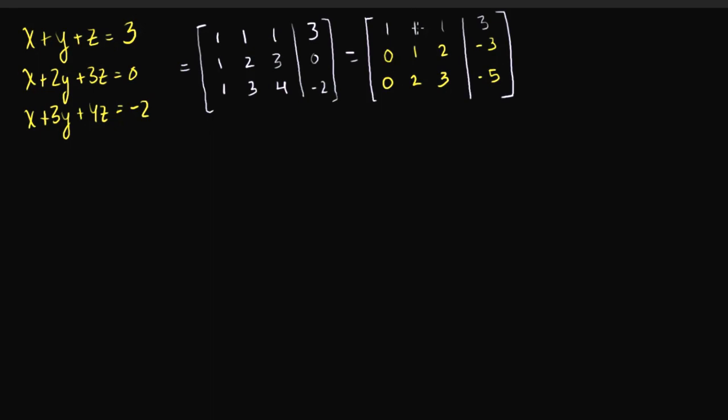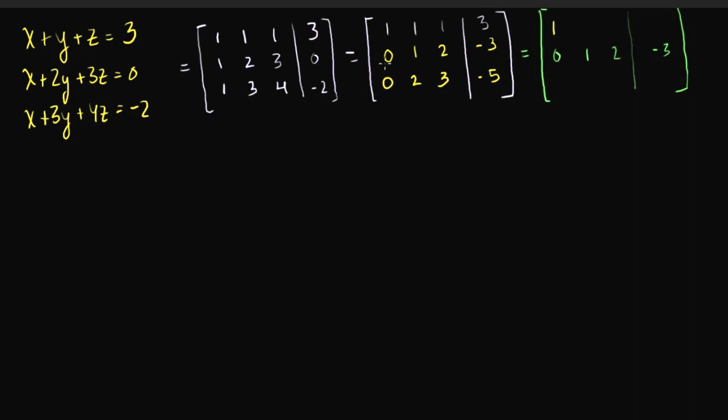Now I need to target this entry and that entry, and I need to 0 them out. So let's do it. So I'm going to keep my second row the same. My second row is 0, 1, 2, and then I have a minus 3 in the augmented part of it. And to 0 this guy out, what I can do is I can replace the first row with the first row minus the second row.